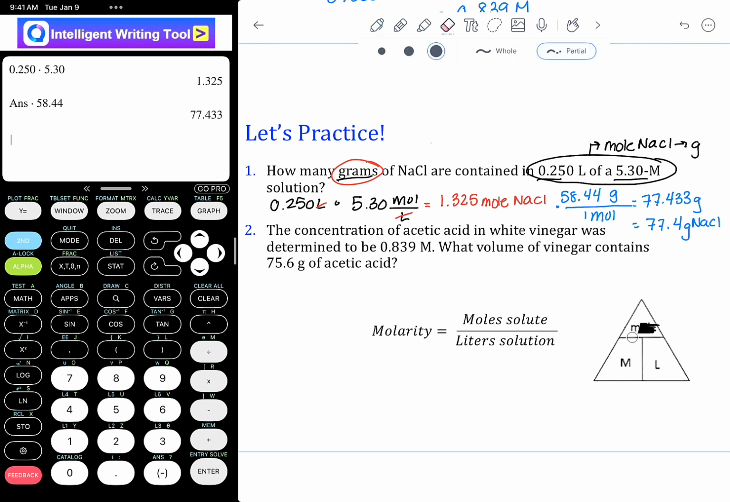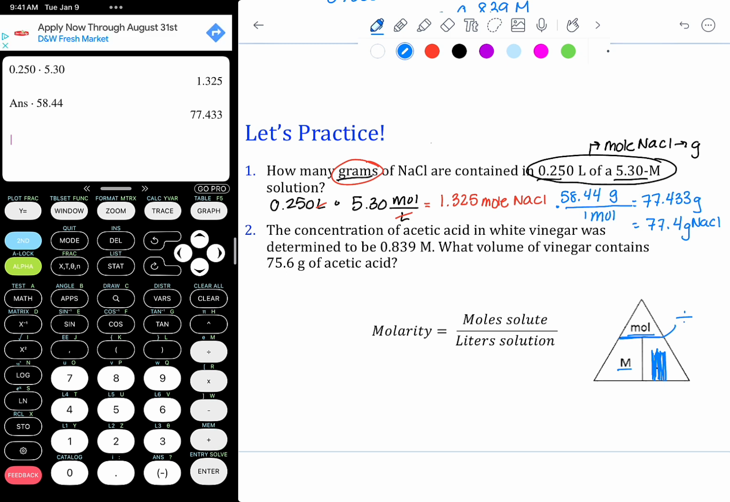Okay, our second problem, we're solving for volume. So we're going to cover up our volume unit now, and we say that we need to take the mole value and divide it by the molarity. Remember, a horizontal line means division. So we'll take moles and divide it by molarity to solve for the volume. So what we need to do first is find our mole value.